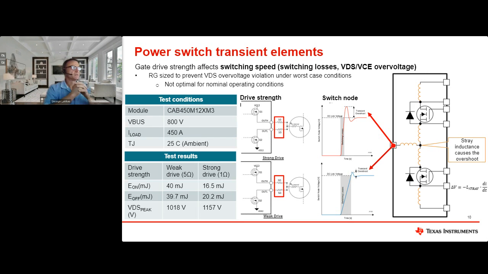switch. So what you see here on the left is we've actually had some test conditions here. We're using the Wolfspeed XM3 power module. It's a silicon carbide module, 800 volt bus, 450 amps of load current, and right now we're just using 25 degrees of ambient temperature. And so what you see then going from left to right is if you want weak drive strength, if you want strong drive strength, you obviously use lower value external resistors, 1 ohm in this case.